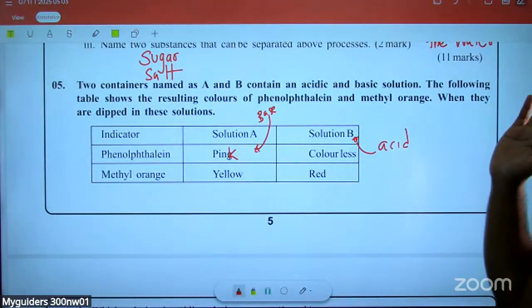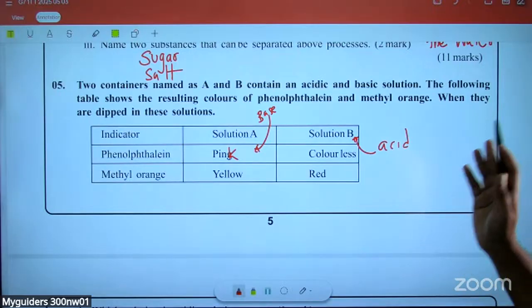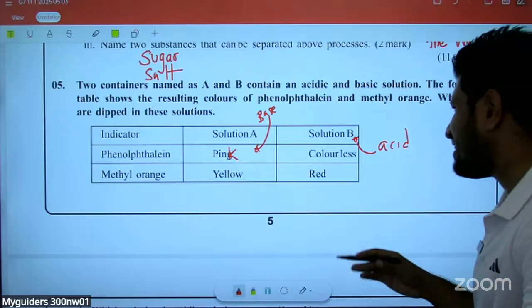So when talking about methyl orange, it is red normally in acidic solutions and yellow in basic solutions.